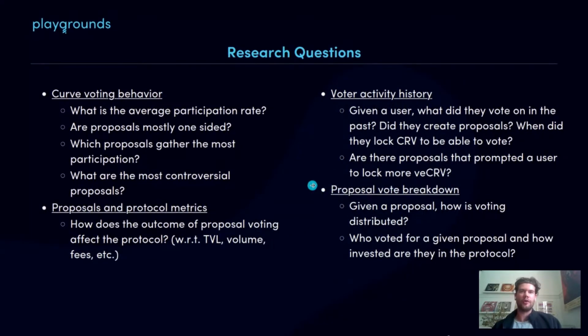And finally, if we have time, we'll go over a breakdown of a proposal. So given a proposal, how is voting distributed? Who's voting for it? Who's against? What's the size of their veCRV holding?